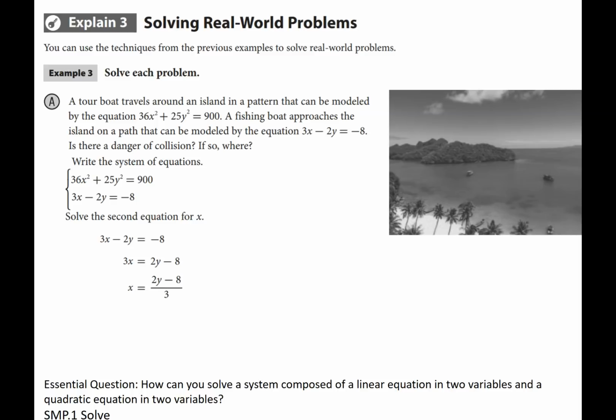So you're going to be repeating and learning some of the same techniques we did yesterday. So you can use techniques from the previous examples to solve real-world problems. We're supposed to solve each problem.